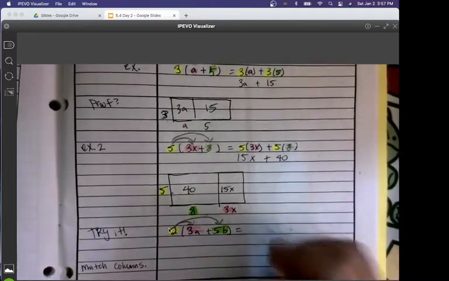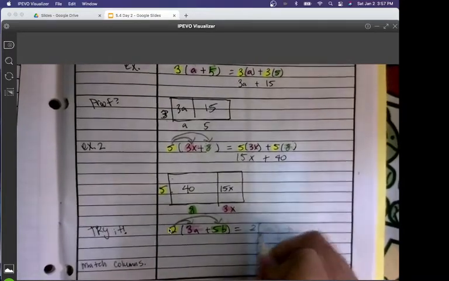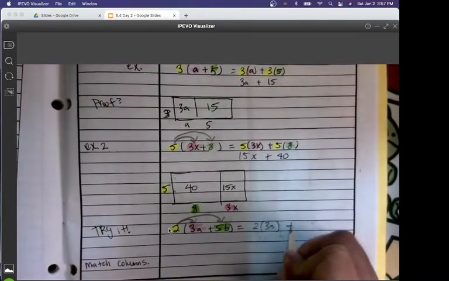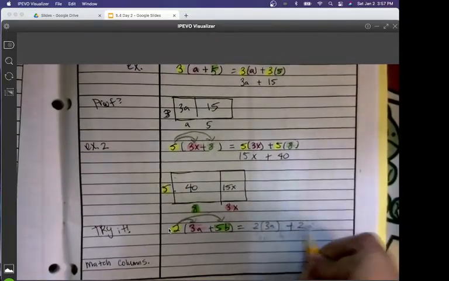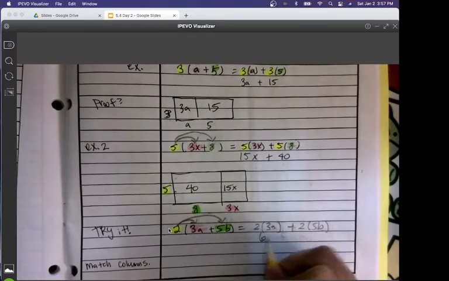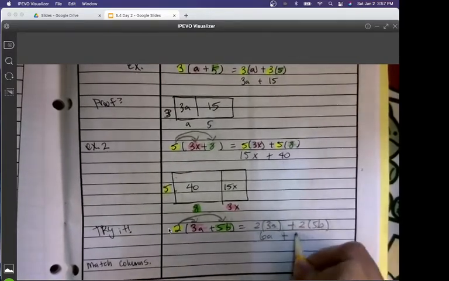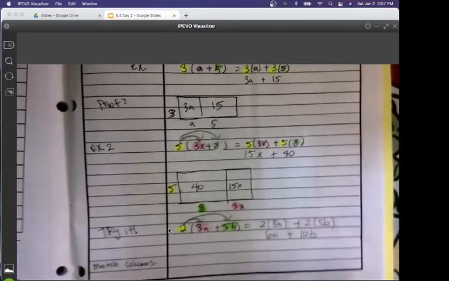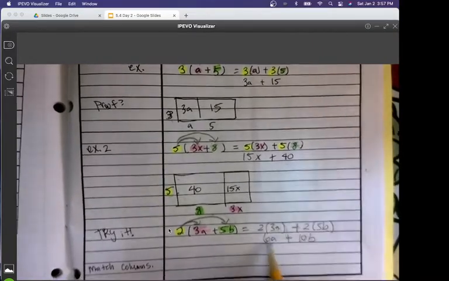Right, so 2 times 3a plus 2 times 5b. 2 times 3a is 6a. 2 times 5b is 10b. And you cannot combine those because we have an a and we have a b.